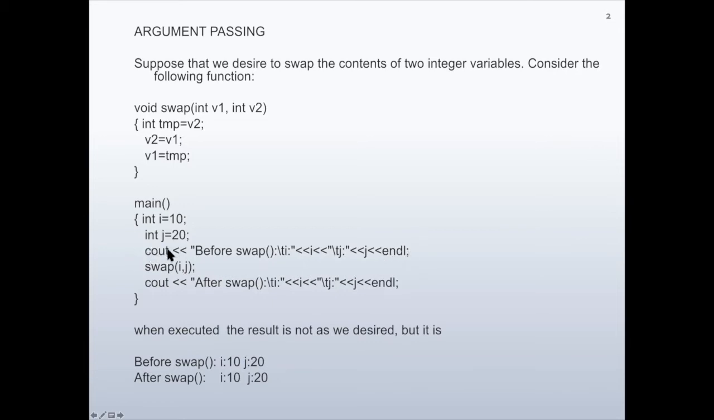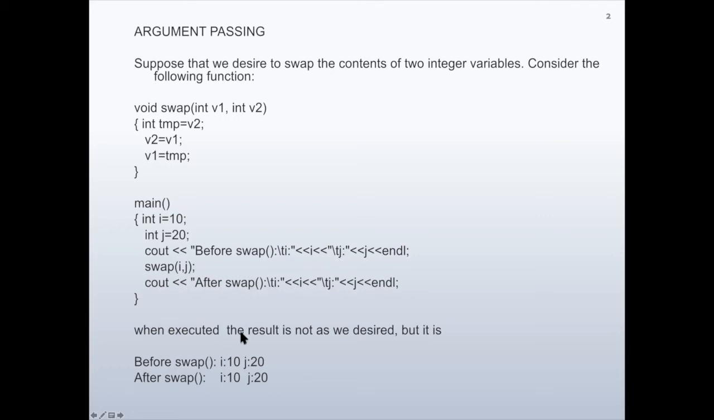After the output statement, we have a call to the swap function. We are trying to swap the content of i and j. So this function is called. And then there is another output statement saying "after swap", there is a tab here, "i:", the value of i, and then another tab and "j:", the value of j, and new line. So before the swap and after the swap, we want to see what is the value of i and j.